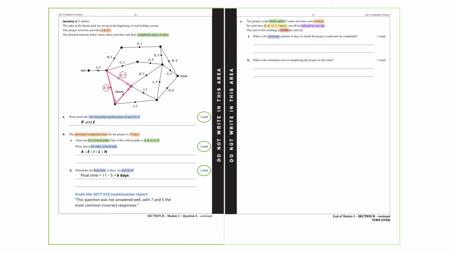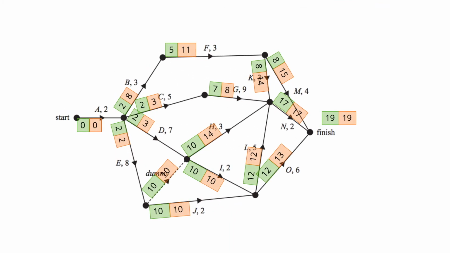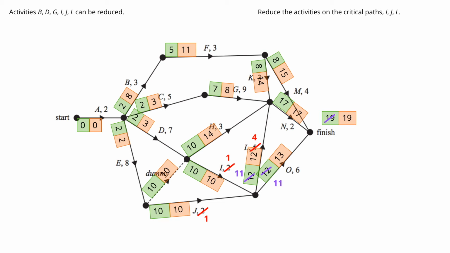Activities B, D, G, I, J, L can be reduced. We are going to reduce the activities that are on the critical path, and they are I, J, and L. If we reduce these 3 activities by 1 day, the earliest starting times for activities L, O, N change by 1 day. So the finish time is going to be 18.